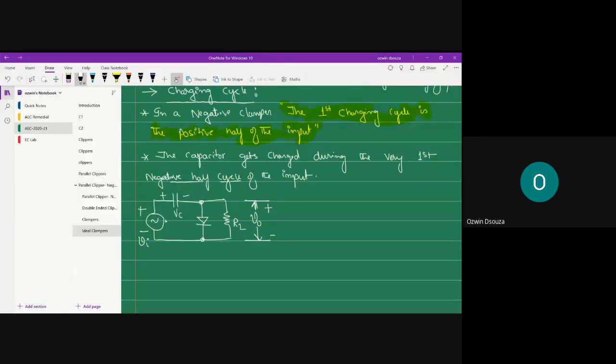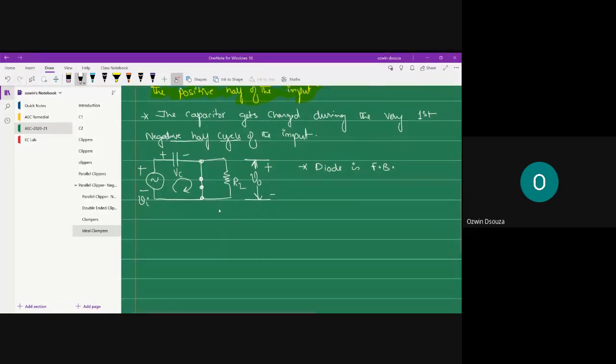As you can clearly observe, the current is flowing in clockwise direction because of the positive half cycle. So the diode gets forward biased. So diode is forward biased, FB. FB stands for forward biased. So when the diode gets forward biased, we can replace the diode with a short circuit equivalent. Okay, so during the very first positive half cycle of the input, what is the output voltage?